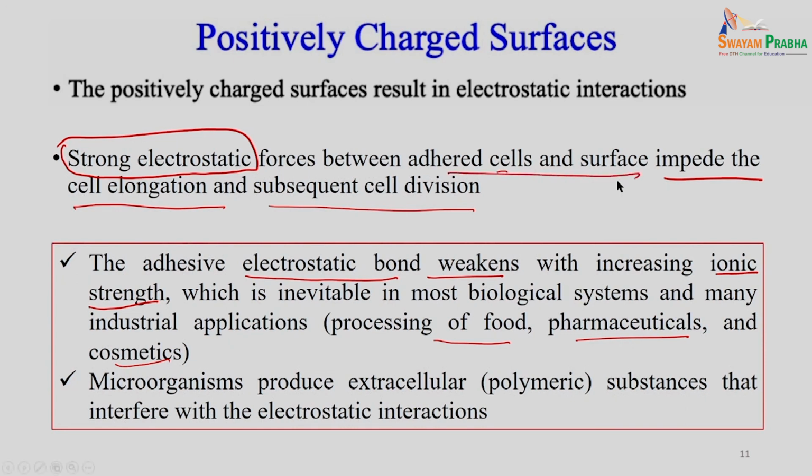Another thing is that a few microorganisms produce some extracellular polymeric substances, and that polymer again acts like a cushion, or you can say it is going to act in between the cell and surface. So, it is also going to interfere with the electrostatic interactions. So, in principle, if you have a positively charged surface which can generate strong electrostatic interactions, then it is going to inhibit the biofilm formation.